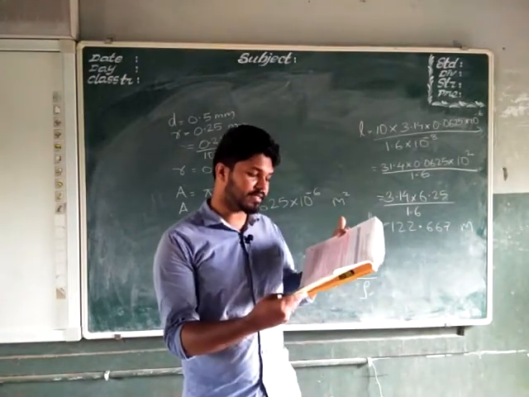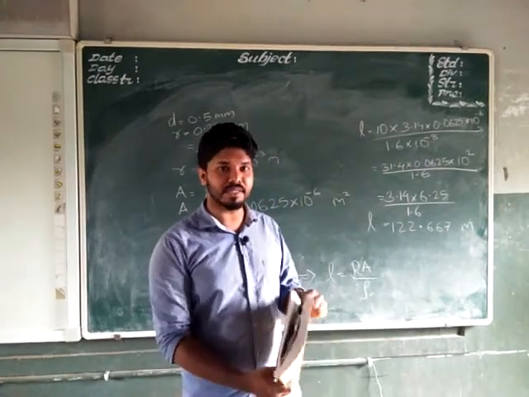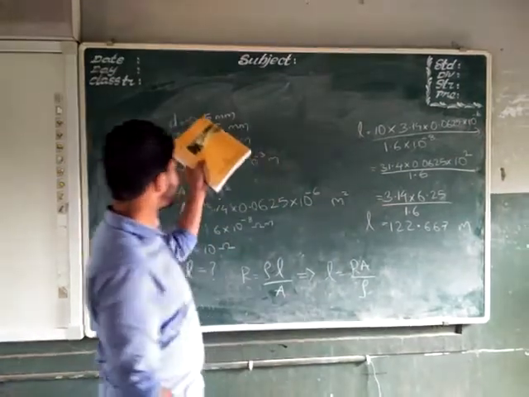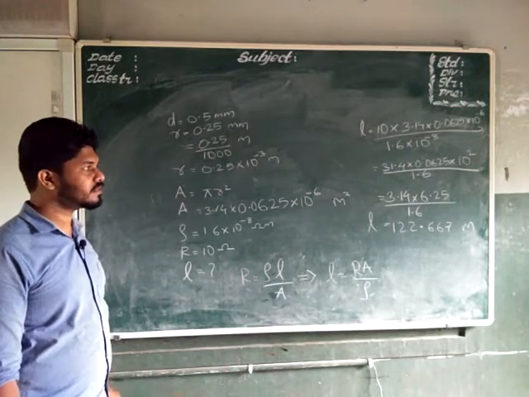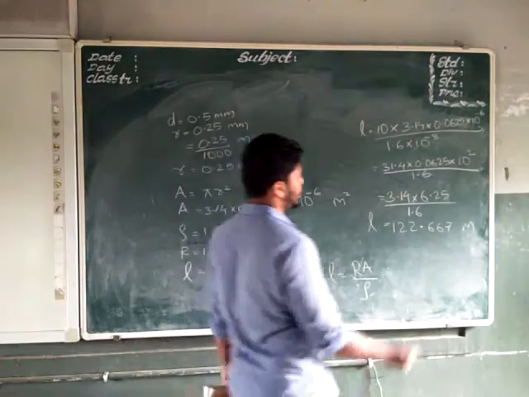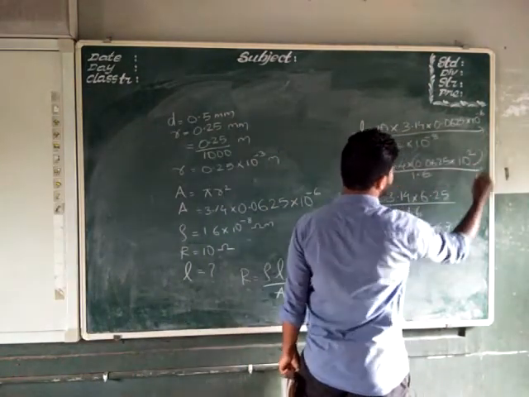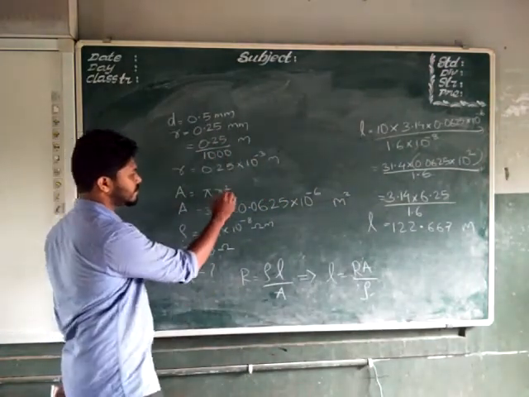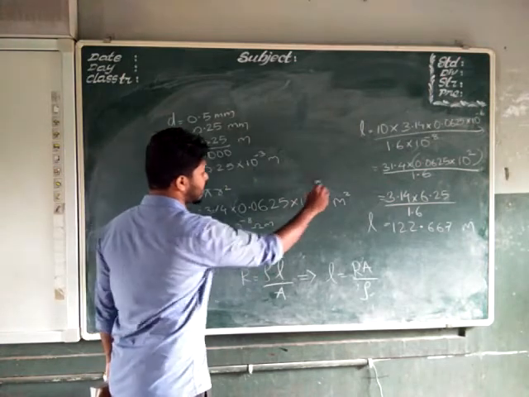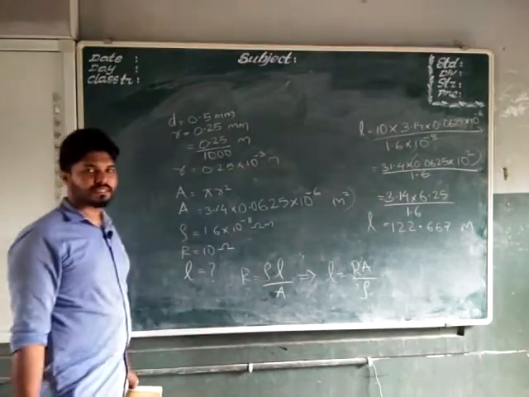Find the value: how much does the resistance change if the diameter is doubled? If the diameter is doubled, what will be the change to the resistance? That means if this value is doubled, that's here. If this R is doubled, what happens if R is doubled?